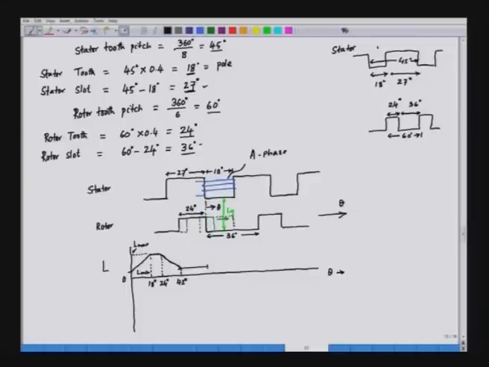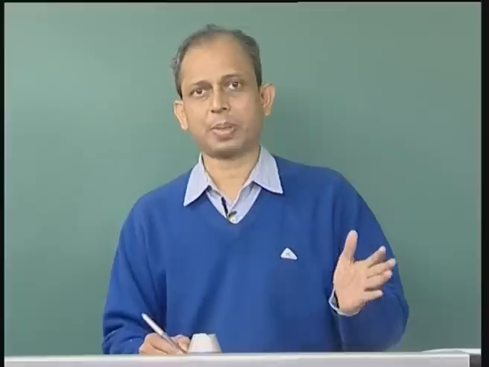So, this is 36, and 42 plus 18 is 60, and the same thing will again repeat: inductance rising, then remaining constant, then decreasing and then remaining constant again. So, this is how the inductance of a particular phase changes. If we plot this inductance variation against theta, with theta on the x axis, this is how the phase inductance will change, and this will happen for phase B and phase C also after some time.